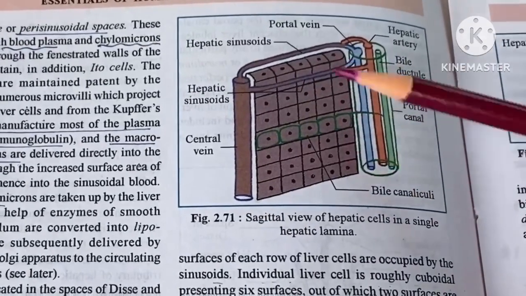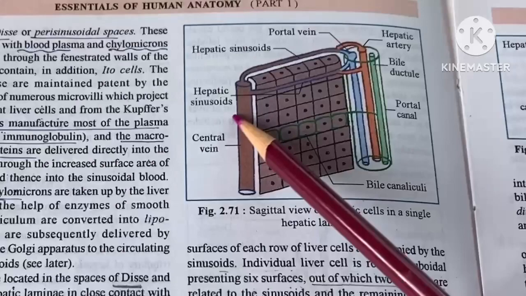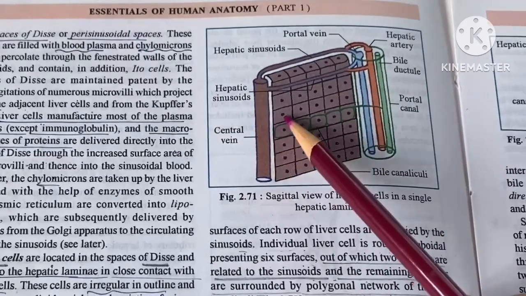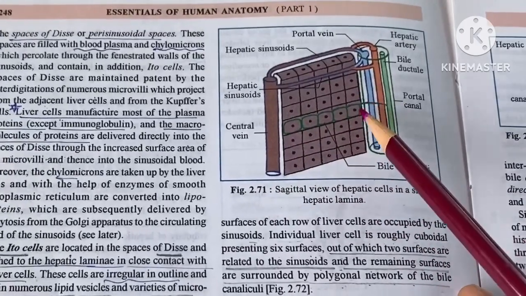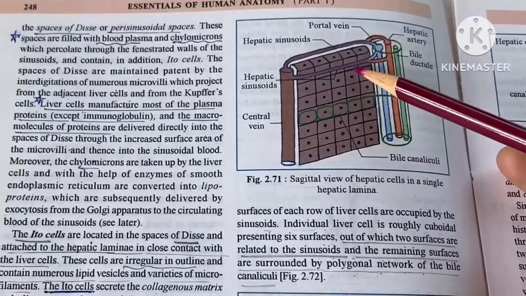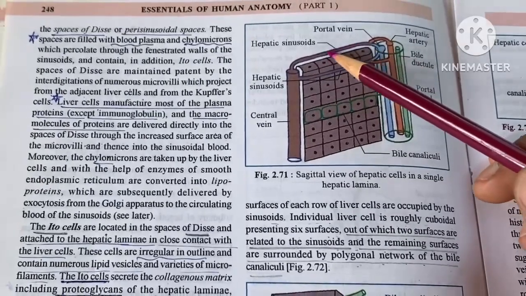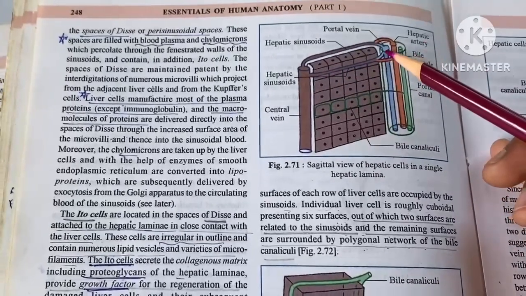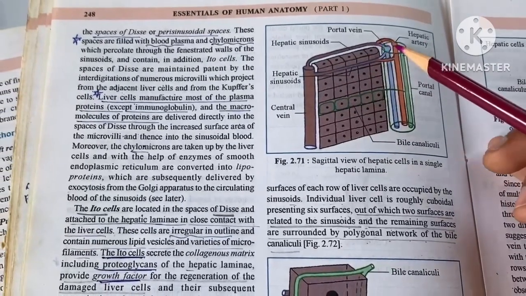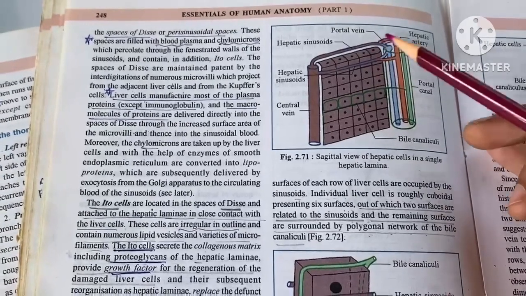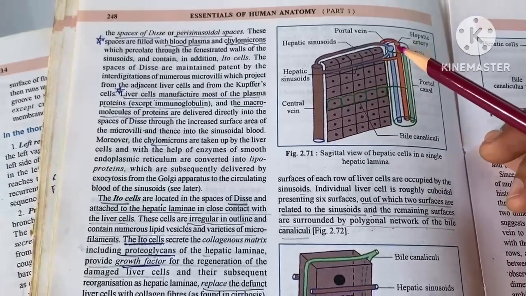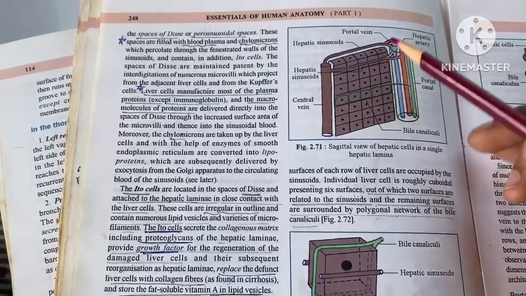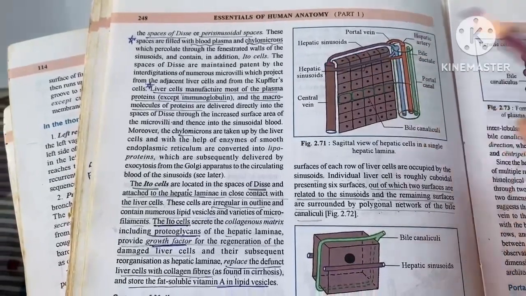These are the hepatic cells and the central vein. The cells radiate from the central vein to the periphery. Between the two hepatic cells, these are the hepatic sinusoids. In them, the branches of the portal vein and hepatic artery pour their blood into the sinusoids, and it goes into the central vein.